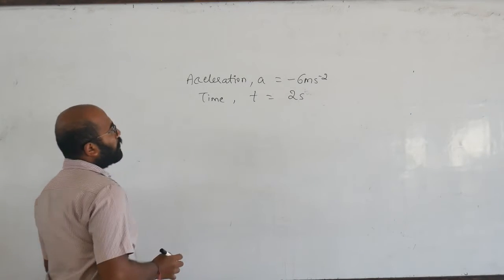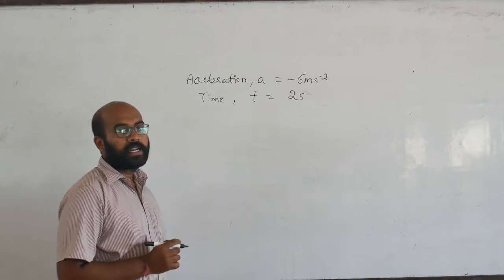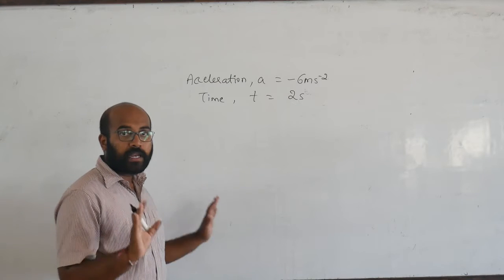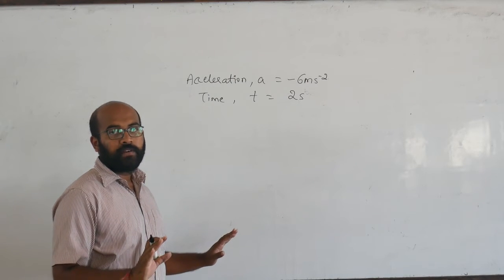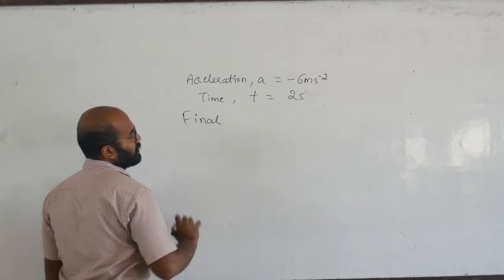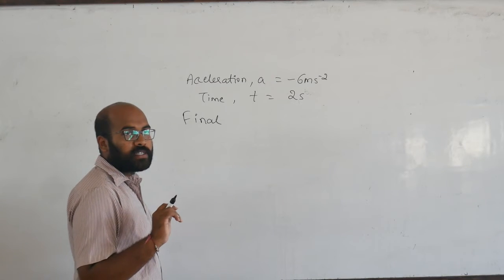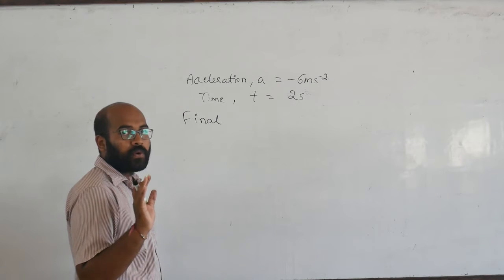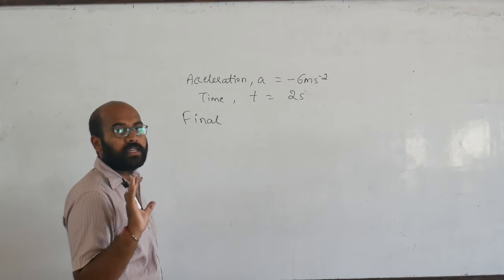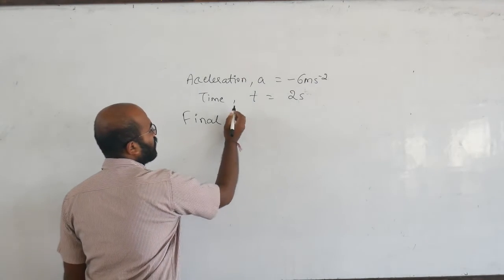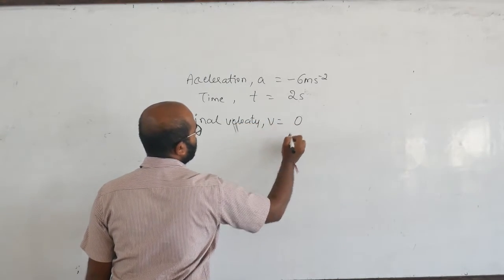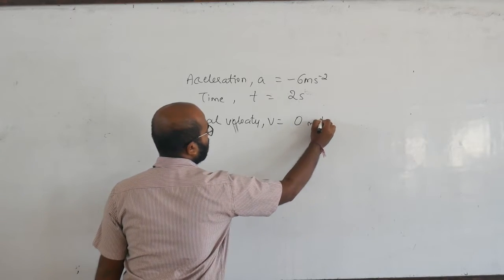So what they have told is it comes to rest. So after 2 seconds, the car comes to rest. So rest means final velocity will be 0. So they have not given that final velocity is 0, but what they have told is after 2 seconds it comes to rest. So it means final velocity v is 0 meter per second.